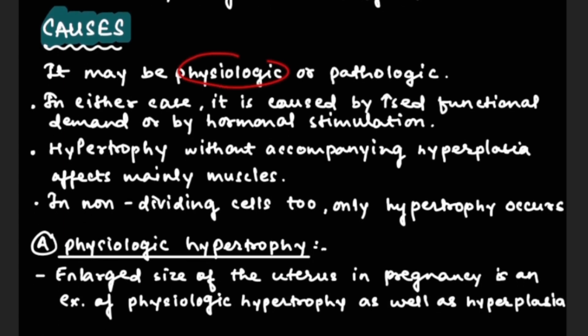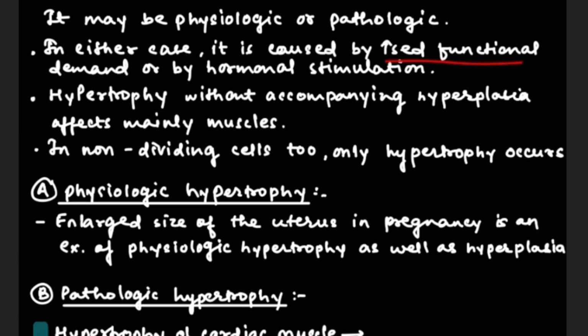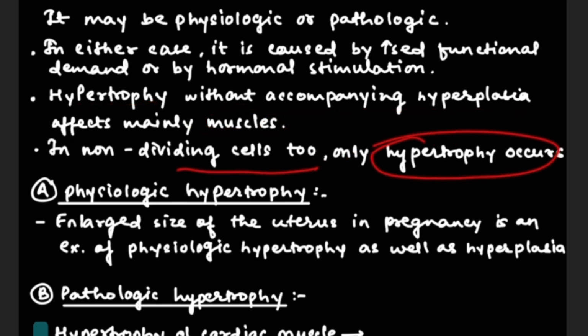It can be physiological as well as pathological. In either case it is caused by increased functional demand or by hormonal stimulation. Hypertrophy without accompanying hyperplasia affects mainly muscles, and in non-dividing cells too only hypertrophy occurs.